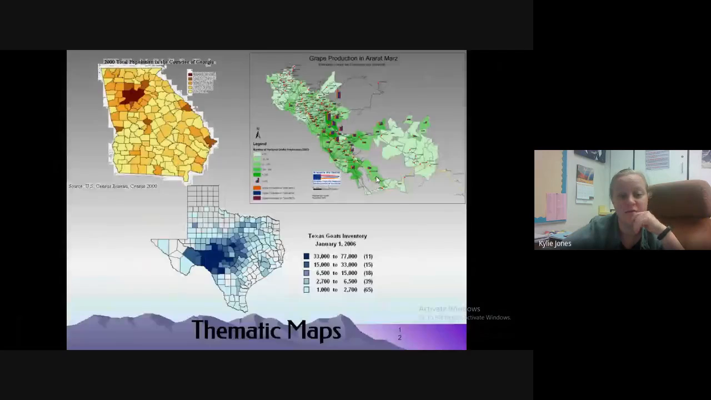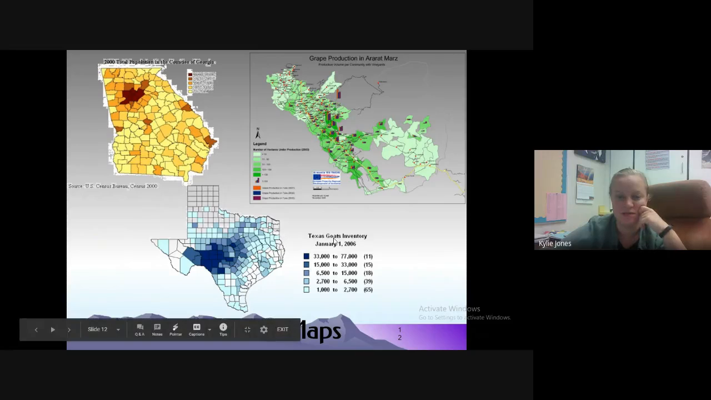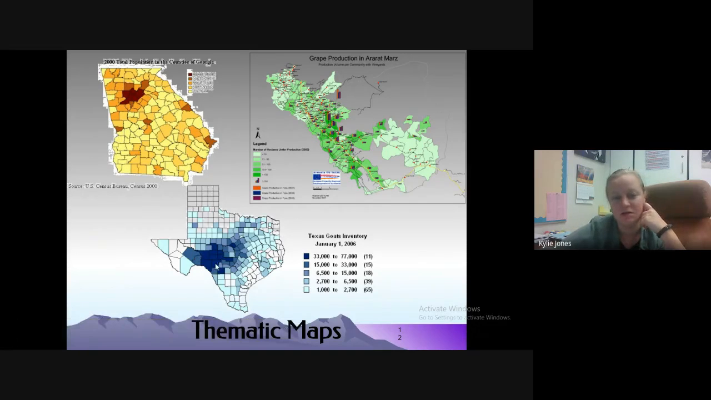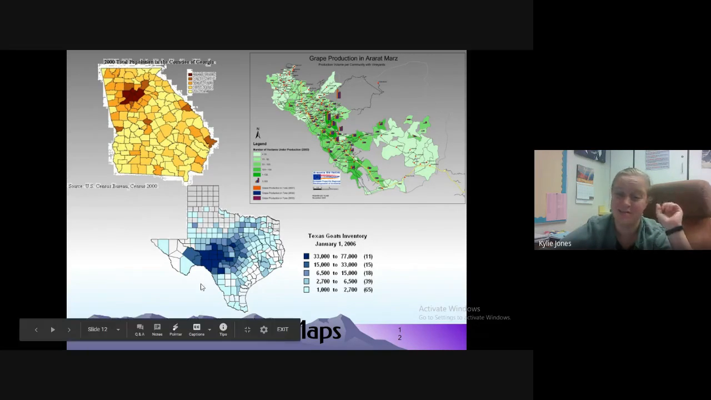Then we have our thematic map, which gives us an area, and then it's color coded to show us. We have to use the key so it tells us this is the amount of goats in Texas. So right in here in the middle of Texas, there's 33,000 to 77,000 goats in those areas, which is a lot of goats. Can I just say, lots of goats.